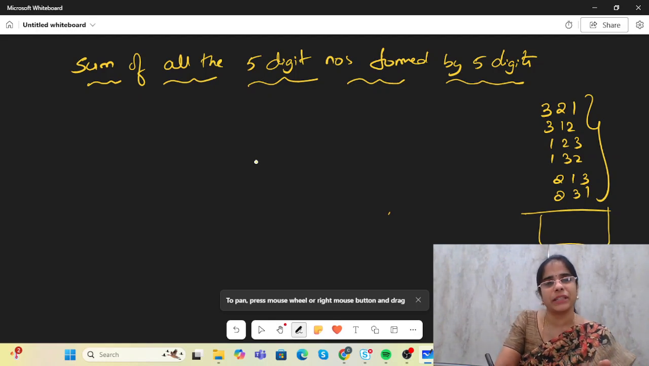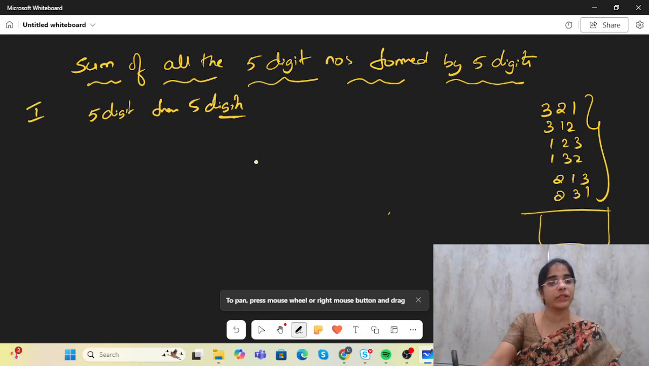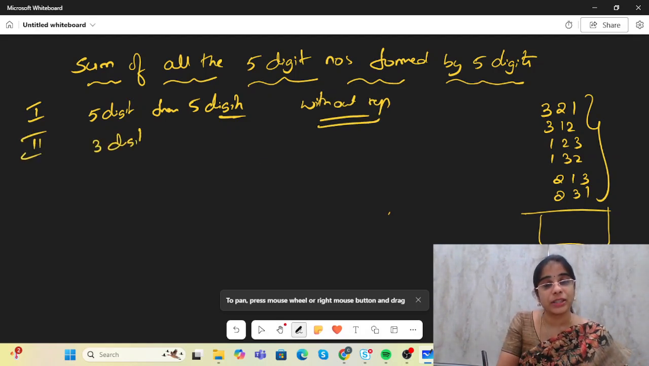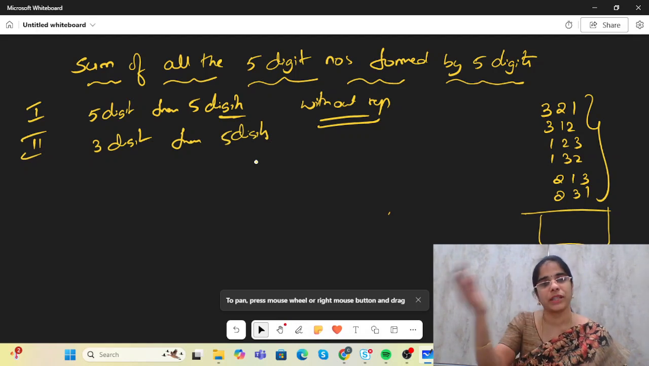What are all the types? Let me tell you. The first type is bringing out a 5-digit number from the given 5 digits, without repetition. Next, type 2 is getting a 3-digit number from the given 5 digits. You are bringing some 3 or 4 letters, from numbers actually, from the given 5. Now the third type is, this is without repetition.